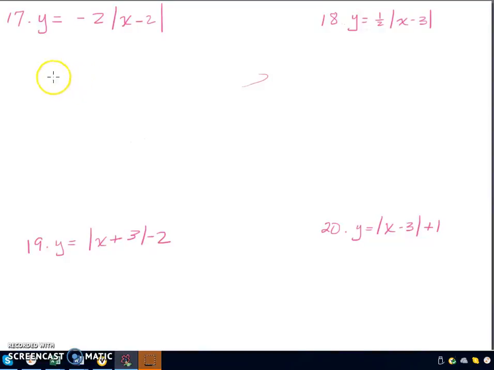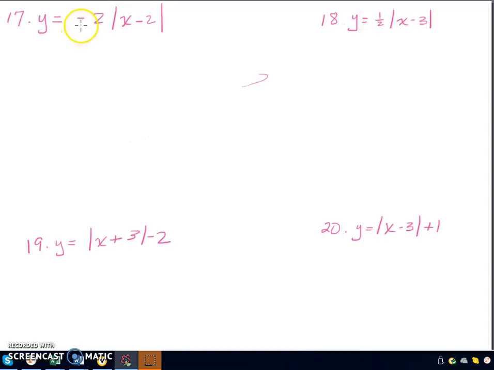Okay, now we're going to be looking at problems 17 through 20. These are a variety of different types of problems for you to look at. We see coefficients outside of the absolute value sign, which changes the way the graph appears, whether the V is going to be very wide or very skinny.